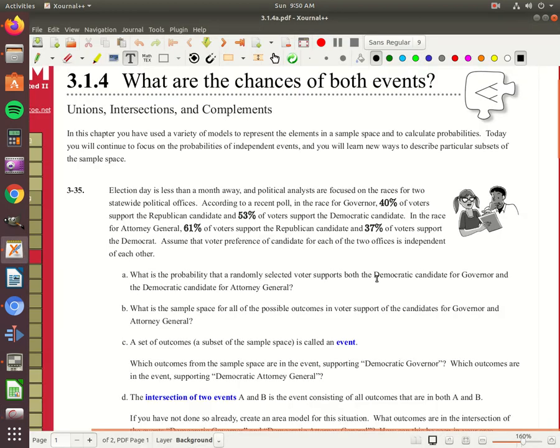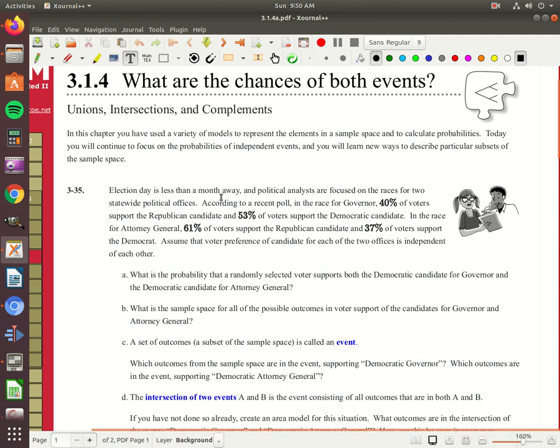All right, so in this chapter, you have used a variety of models to represent the elements of a sample space and to calculate probabilities. Today, you will continue to focus on the probabilities of independent events, and you will learn new ways to describe particular subsets of the sample space.